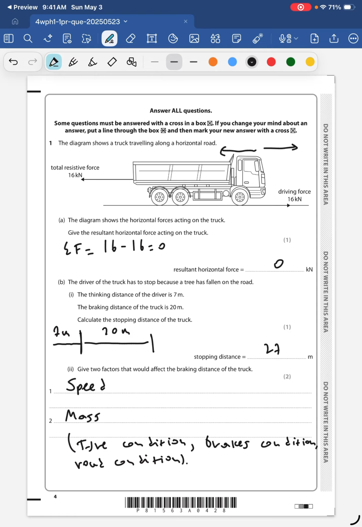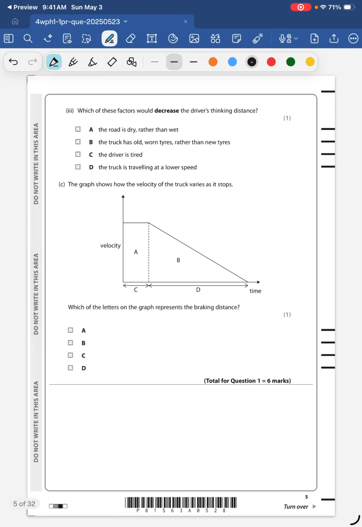Okay, so let's move on. Part 3. Which of these factors would decrease the driver's thinking distance? So the road is dry rather than wet. This is not going to affect the thinking distance, right? Option B, the truck has old worn tires rather than new tires. It's going to affect the braking distance, not the thinking distance. Same with A, pretty much.